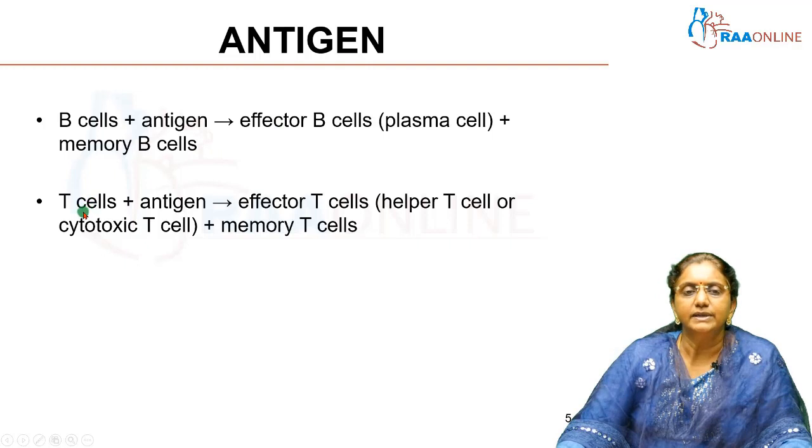And then you have the T cells. When T cells are exposed to the antigen, they produce effector T cells, and effector T cells can either be helper T cells or cytotoxic T cells. In addition to producing effector cells, they also produce memory T cells. So this is how the antigen will trigger your immune response.